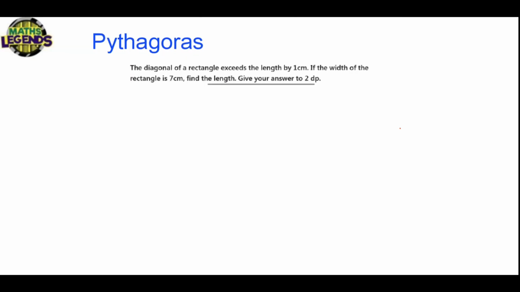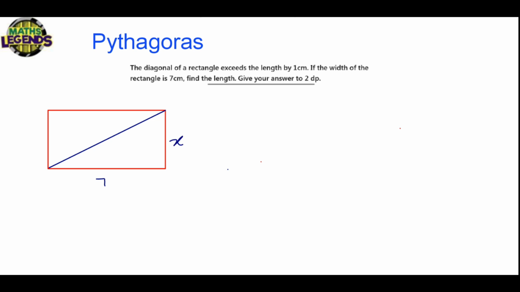So here we have the diagonal of a rectangle exceeds the length by 1 centimeter. If the width of the rectangle is 7 centimeters, find the length. Give your answer to 2 decimal places. So here we're going to start again with a diagram, and we're going to add the information we know. So we are told that the diagonal of the rectangle exceeds the length by 1 centimeter. So we need to draw the diagonal, and we're told that the width of the rectangle is 7 centimeters, so let's just say that's 7, and the length we don't know, so let's just call this x, and we're told the diagonal exceeds the length by 1 centimeter, so this is x plus 1.